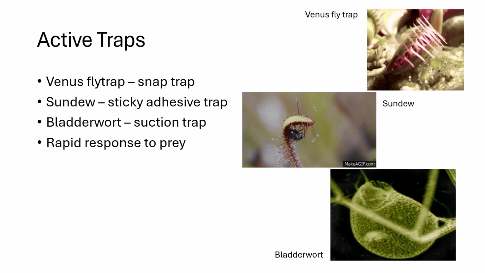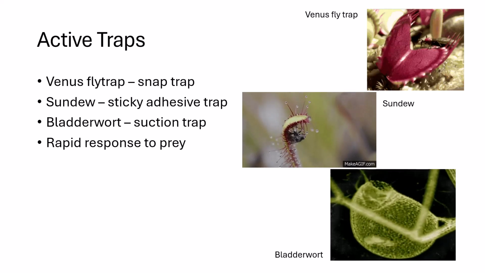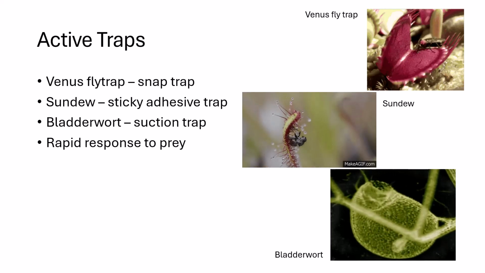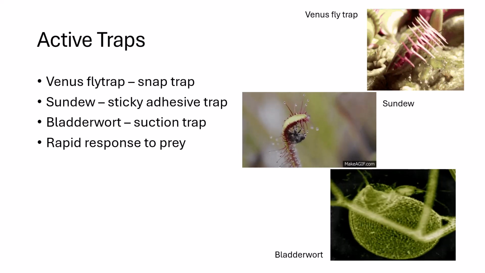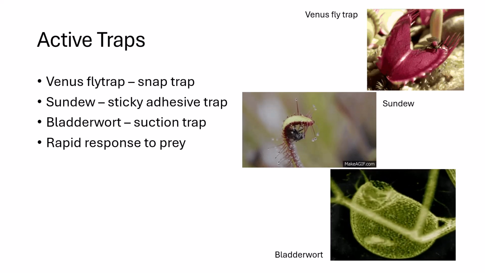Sundews have leaves covered with glandular hairs that secrete sticky droplets. When an insect lands, it becomes trapped in the adhesive, and the leaf slowly curls around it to increase contact with digestive enzymes. Bladderworts are aquatic or semi-aquatic carnivorous plants with tiny bladder-like traps on their leaves.